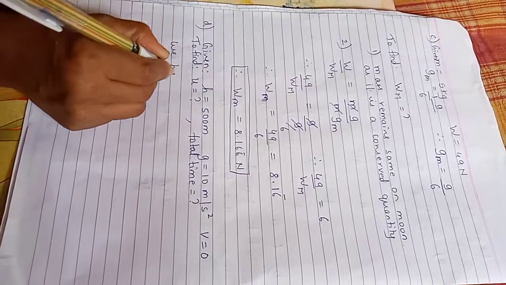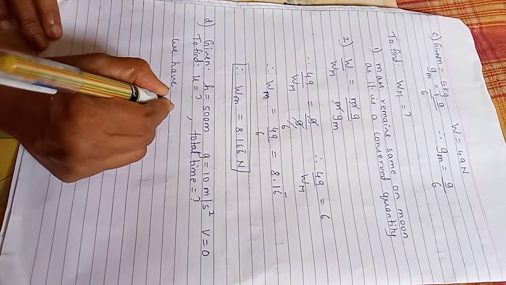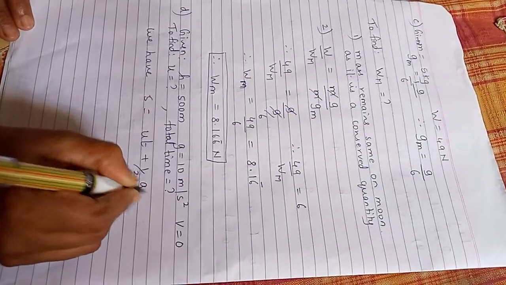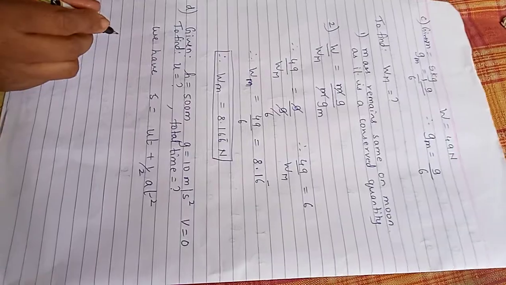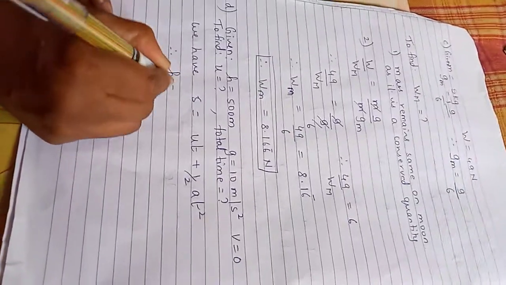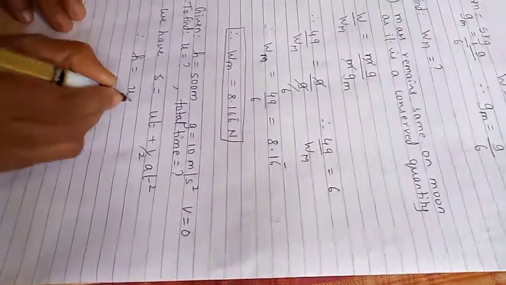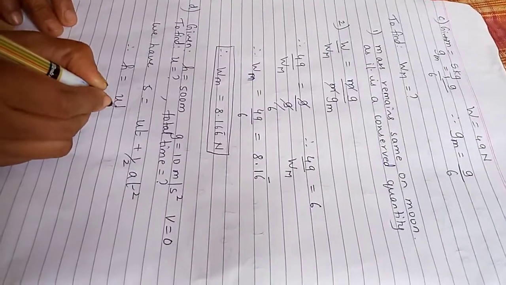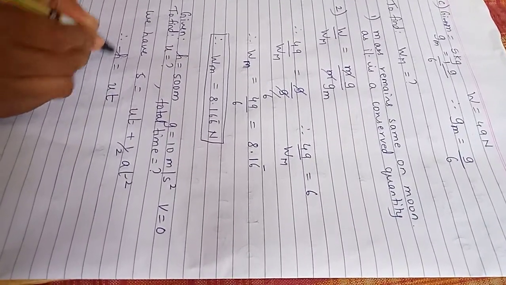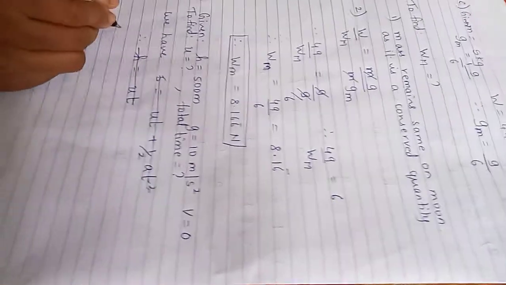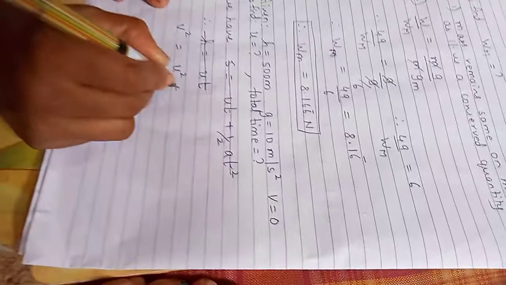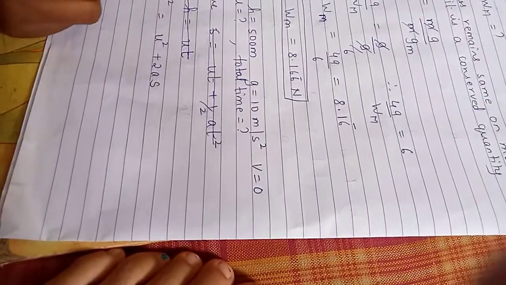We have S is equal to UT plus half AT square. Therefore H, applying it becomes U. T is not known here. Students, instead of this formula, I'll tell you we can use a better way. V square is equal to U square plus 2AS.